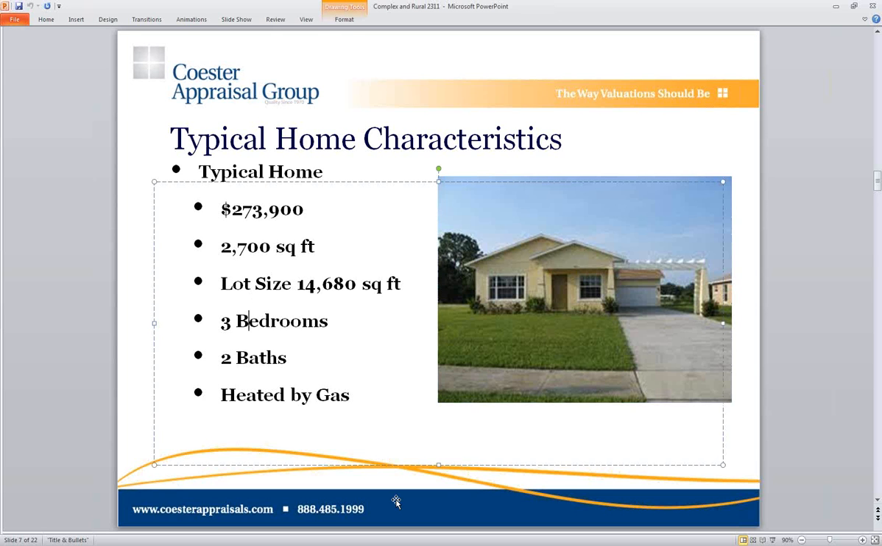So the typical home is $273,000. It's 2,700 square feet. It has a 14,000 square foot lot, 3 bedrooms, 2 baths, heated by gas. So that's typical, and what I'm saying is it's predominant too. So out of 100 homes, maybe 90 of them, single-family homes, will fit this category to a certain extent within a certain variance. So if you were a lender and you were going to make loans, you want to make sure that most of your loans meet these guidelines and are generally meeting these kind of things.